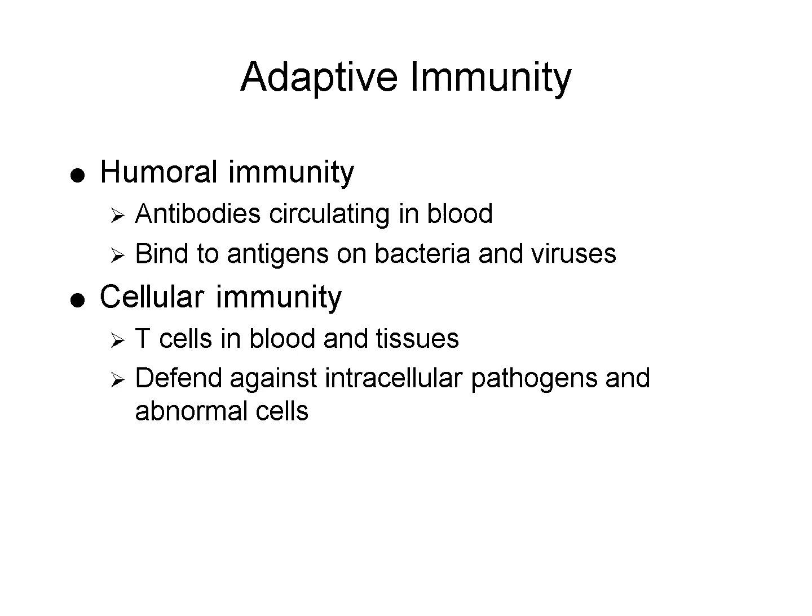In humoral immunity, antibodies circulate in the blood and bind to antigens found on bacteria or viruses. Cellular immunity is mediated by T cells, which patrol the blood and tissues to defend against infected cells and abnormal or cancerous cells within the body.